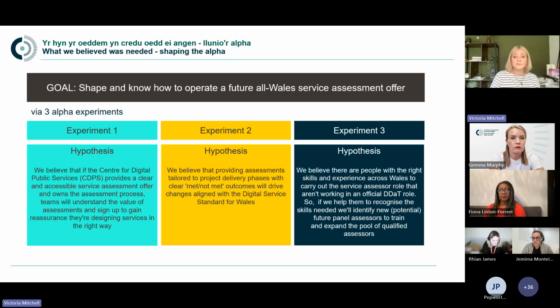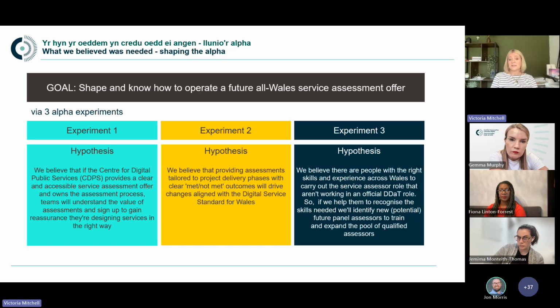But for this alpha, we took an experiment-based approach, and we did 3 experiments in 12 weeks. The goal of the experiments was to understand what the specific end-to-end assessment service should be, how it should be operated, and who is needed to deliver and support a service effectively and safely.